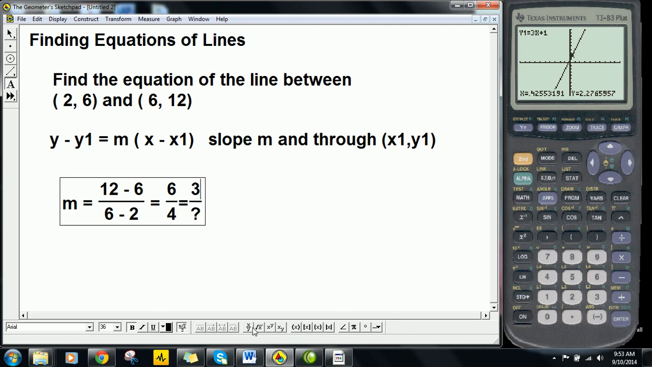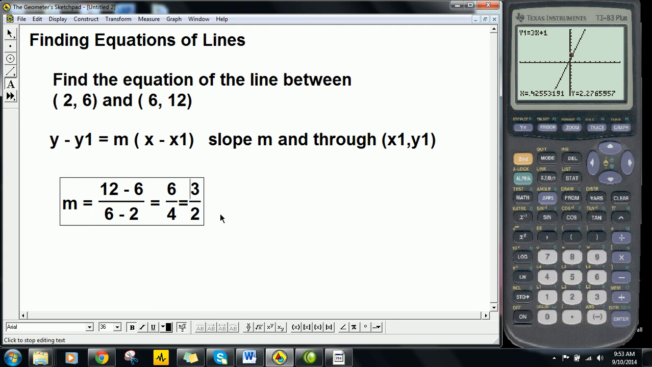So what that means is this line I'm looking for, every 2 it moves over, it's going to go up 3. It's going to rise 3 for every 2 it runs from left to right. Or it's going to rise 3/2 for every 1 it moves over. Or it's going to rise 6 for every 4 it moves over.